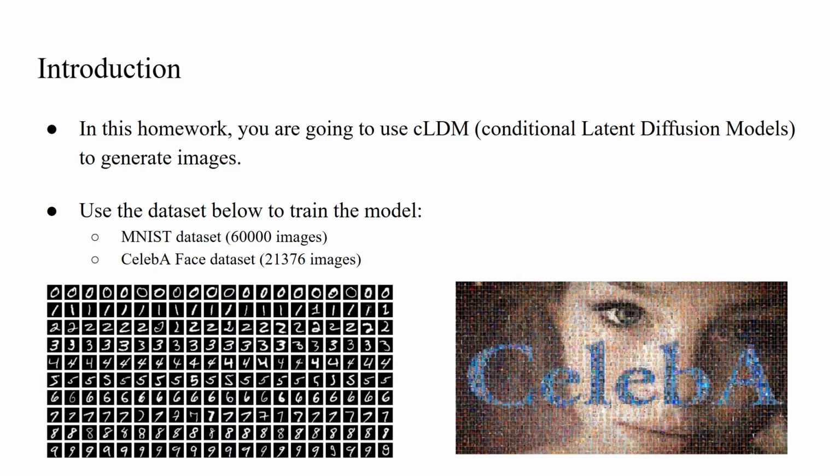So now let us move from theory to the actual homework. In this assignment, we are going to use a conditional latent diffusion model to generate images. There are 2 datasets used in this homework. The first one is MNIST, and the second one is the CelebA face attributes dataset, which contains lots of face images. CelebA is also more difficult because it uses RGB face images and contains more feature variation.